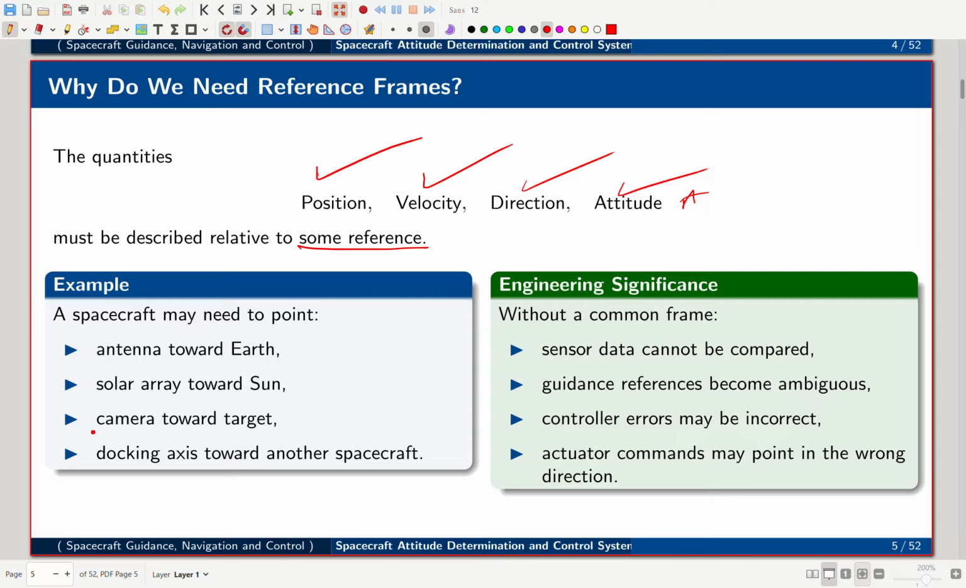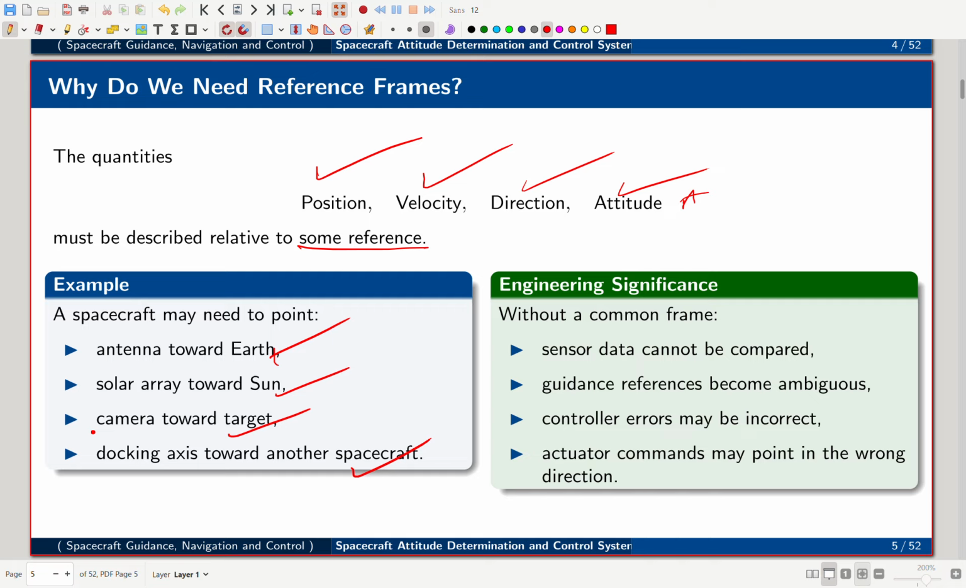For example, a spacecraft may need to point its antenna toward Earth for communication, solar array toward the Sun for power, like charging the battery, camera toward the target, right? Like in RPO or proximity operation, we require the camera pointed so that it should approach, right? So docking is exit toward another spacecraft.